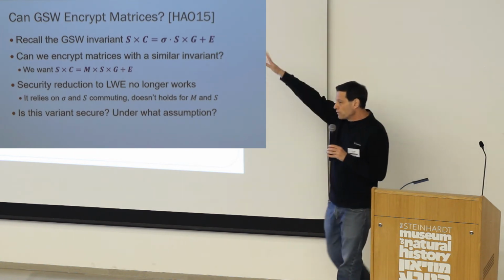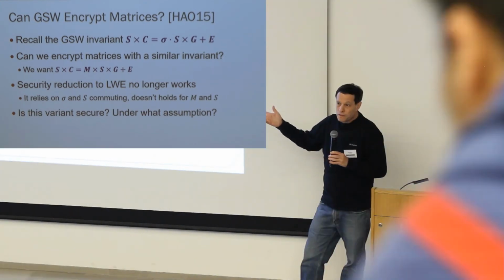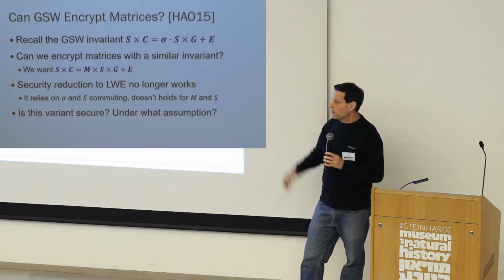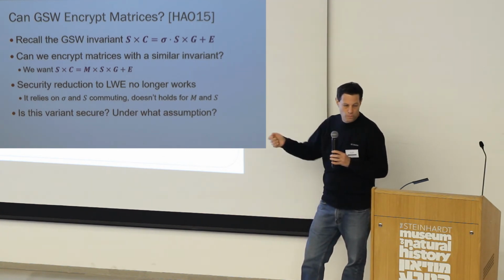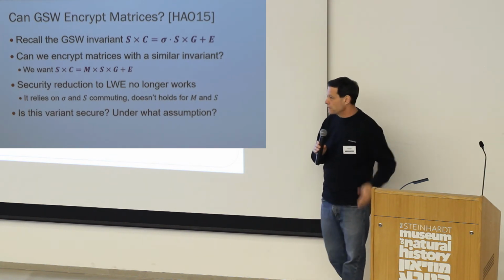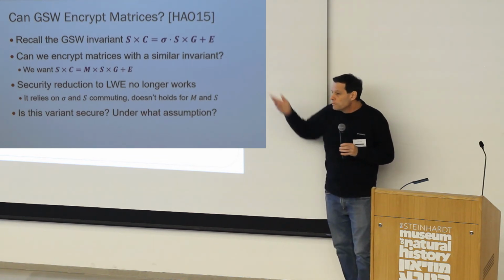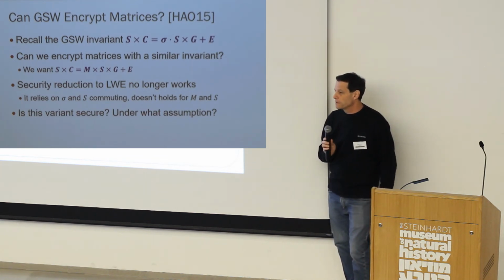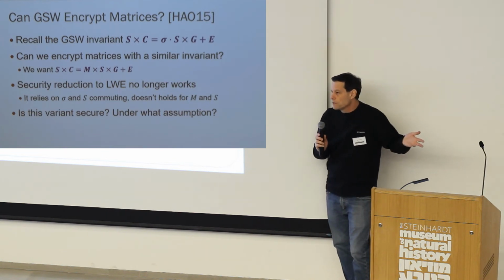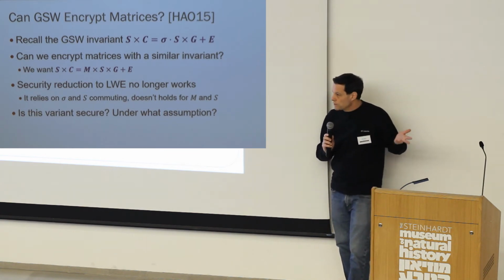But think about it for a second as a secret key encryption. Well, if you have the secret key and you wanted to encrypt M, you could choose error E and just compute, solve for C, find some C that satisfies this decryption invariant. So this does give you an encryption scheme. It's just not clear if it's secure, or if it is, under what assumption.